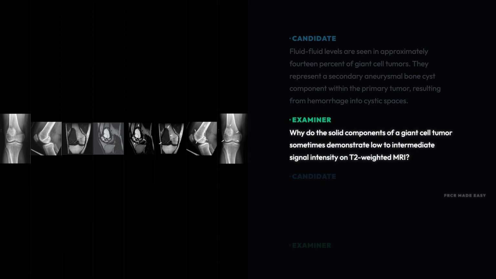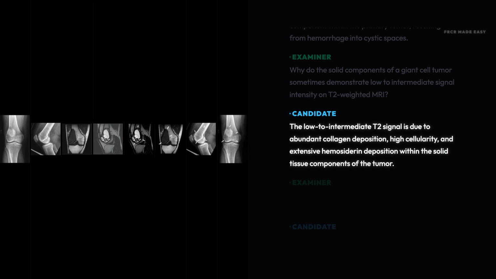Why do the solid components of a giant cell tumor sometimes demonstrate low to intermediate signal intensity on T2 weighted magnetic resonance imaging? The low to intermediate T2 signal is due to abundant collagen deposition, high cellularity, and extensive hemosiderin deposition within the solid tissue components of the tumor.